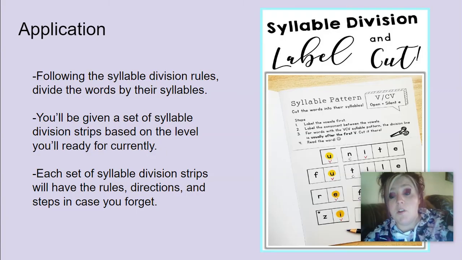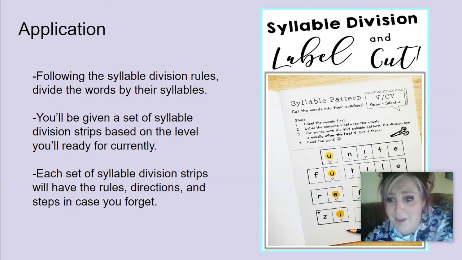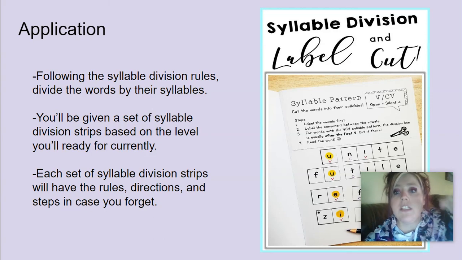So some of you might be ready for open and closed syllable ones, or tiger and camel ones. Some of you might be ready for our consonant LE ones. Some of you might be ready for our vowel team ones. Some of you might be ready for monster ones. Some of you might be ready for our 4 and 5 consonant ones. It'll depend. So you're going to be getting syllable division strips sent to you, depending on what level you're on and what we've been working on.